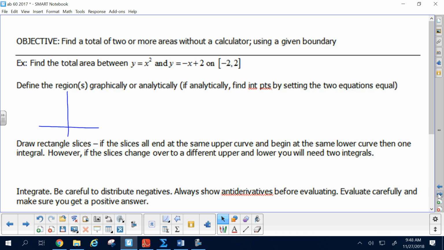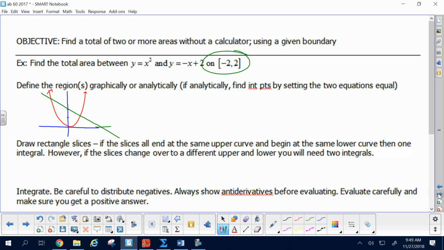We know that y equals x squared is a standard parabola. And y equals negative x plus 2 has a y-intercept of 2 and a slope of negative 1, so it goes down 1 over 1, like that, yeah? All right, now at this point, you're probably saying that looks like one area to me. That's where this guy comes in. Okay, negative 2 to 2. Now, that means you want the area between the curves from negative 2 to 2, even if it's not enclosed.